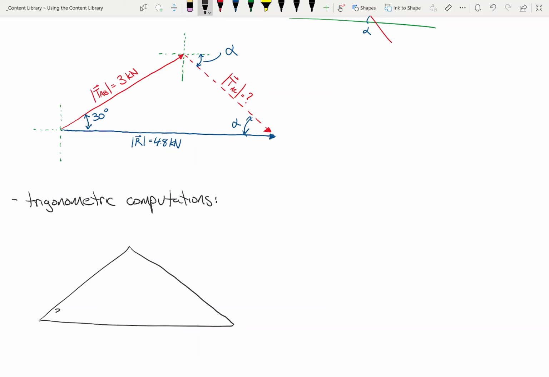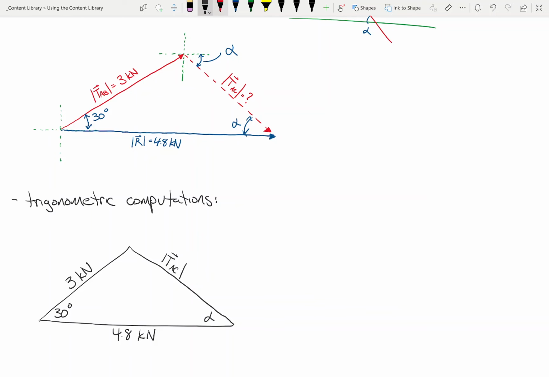Here's a triangle. This is 30 degrees. This is 3 kilonewtons. This is 4.8 kilonewtons. I want to figure out what that angle is, and I want to figure out what that side is. That's what I'm trying to figure out. So we turn this into as simple a straightforward trig problem as we want. We could solve for this angle if we would like, but to be honest, I don't really care. It doesn't really affect what I'm after in this problem.